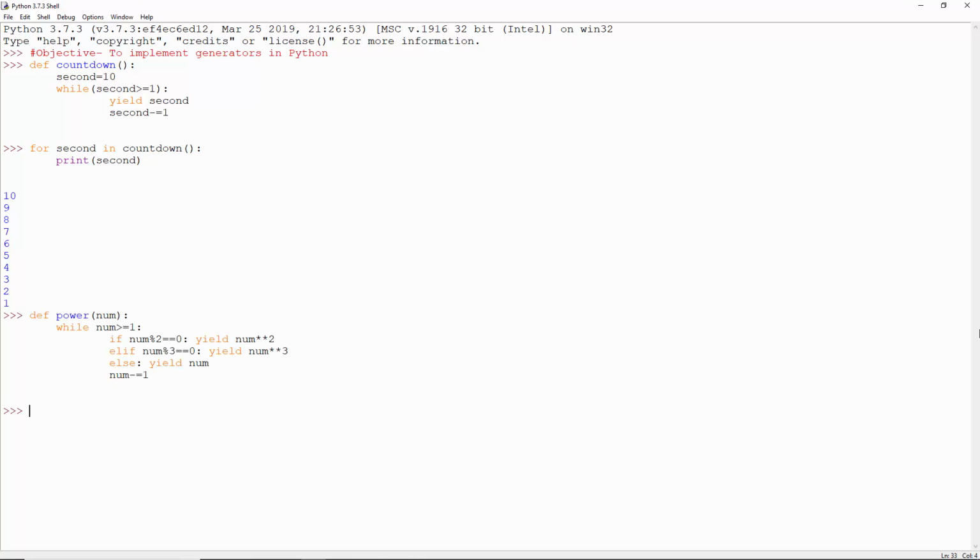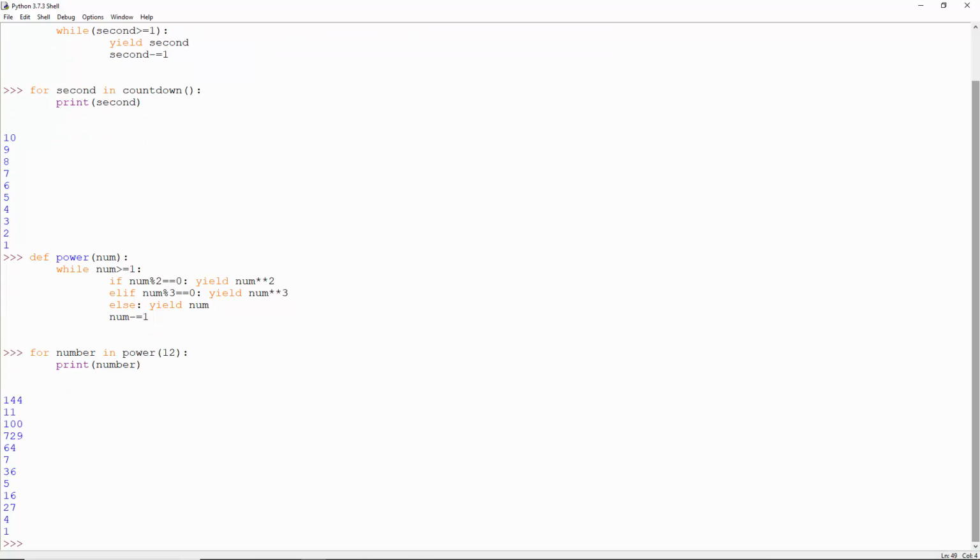This one has multiple yield statements. If it's an even number, it yields it raised to the power of 2. Else if it's divisible by 3, it yields it raised to the power of 3. Otherwise it yields the number itself and then decrements it by 1. When num is 12, it prints 12 values: square of 12, 11, square of 10, cube of 9, square of 8, 7, and so on until 1.